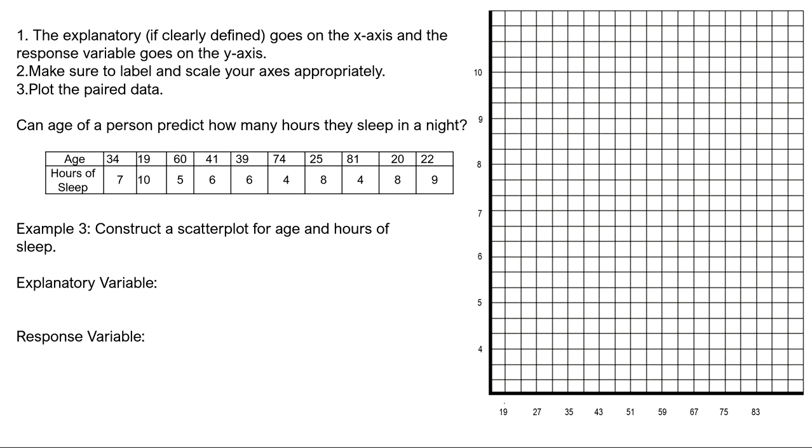Okay, now that we've got that done, our explanatory variable again is going to be age. Hours of sleep doesn't predict somebody's age. Age is going to predict how many hours of sleep there are. So the response variable is hours of sleep. And when you finish your scatter plot, it should look something like this. So you can see what it looks like, and then we'll do some more work with this data later on in our presentation here.